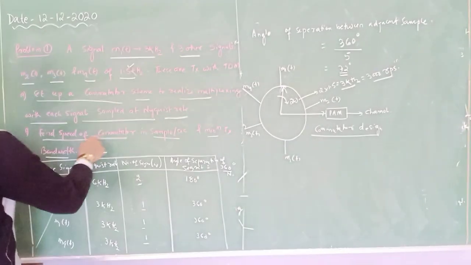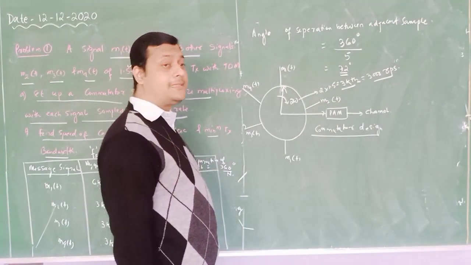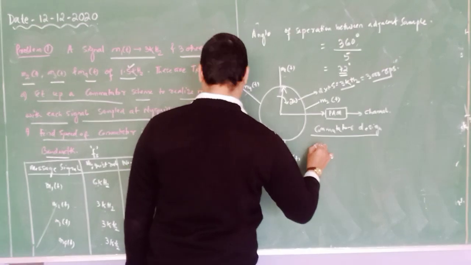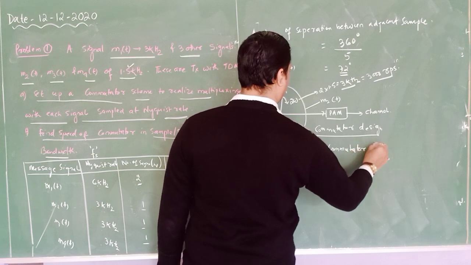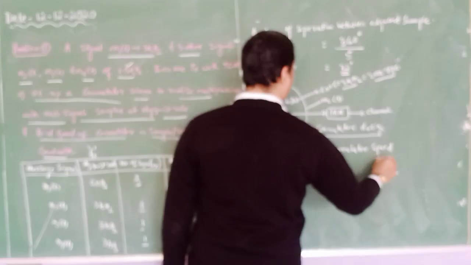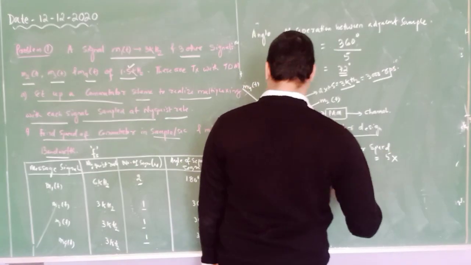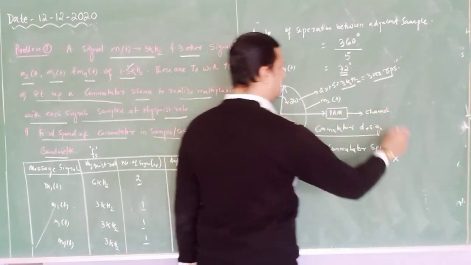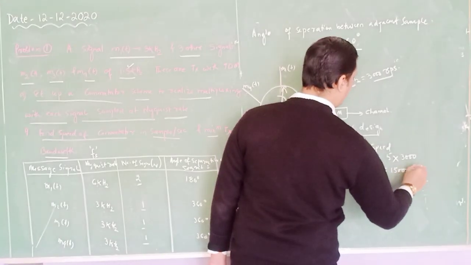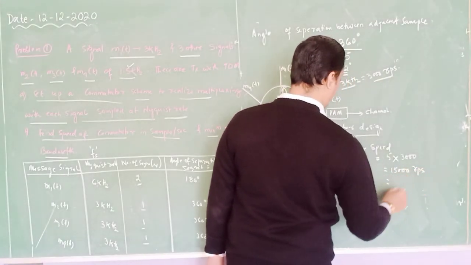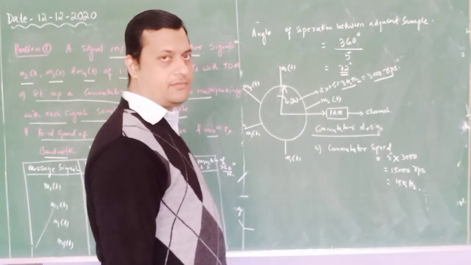Now, the second question: find the speed of the commutator. Here we have identified the samples. Now we need to multiply the samples. So second is the commutator speed in samples. Commutator speed in samples means how many samples are there? 5. What is the speed of the commutator? 3000 revolutions per second. So it is 15,000 RPS, or here you can say it is 15 kilohertz. Okay, this is the commutator speed.